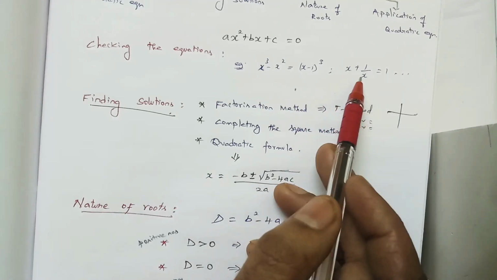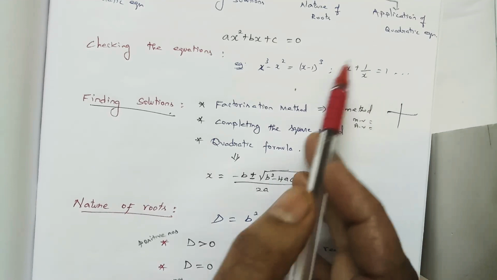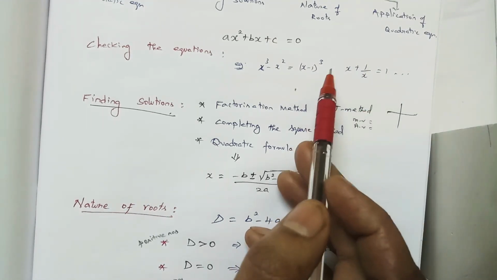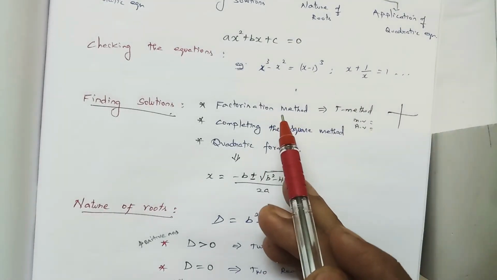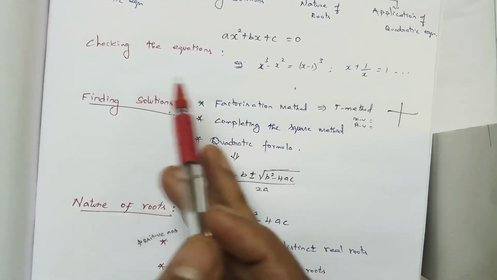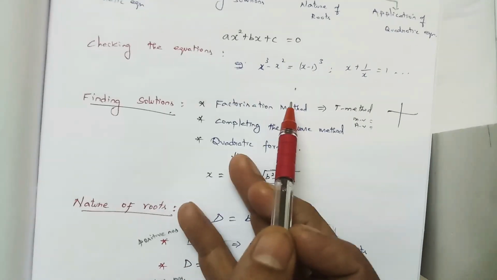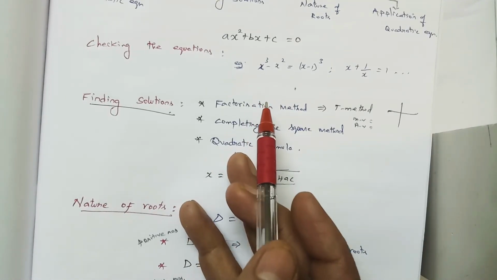Here, x plus 1 by x: one side is a fraction, another is not in the form of a fraction. By doing the cross multiplication, simplify that, bring all the terms to the LHS and compare with the general form, to see whether it is a quadratic or not. So this is checking whether the equation is a quadratic equation or not. This is the first concept. We can expect this in 1 mark or 2 mark questions. That's all. They won't ask you in 3 mark or 4 mark.